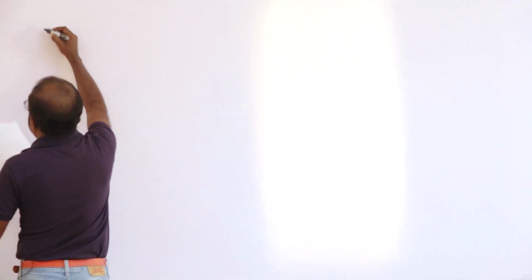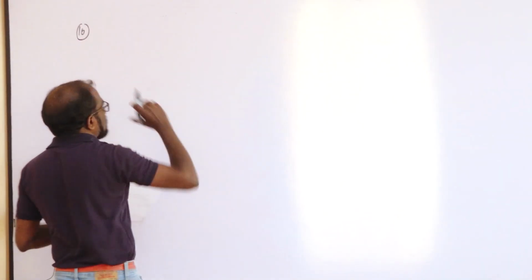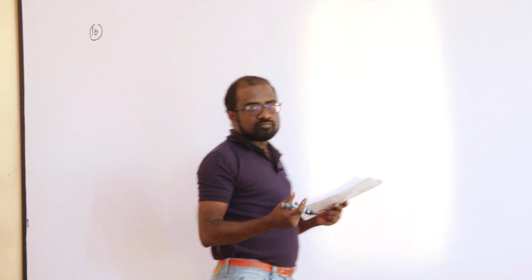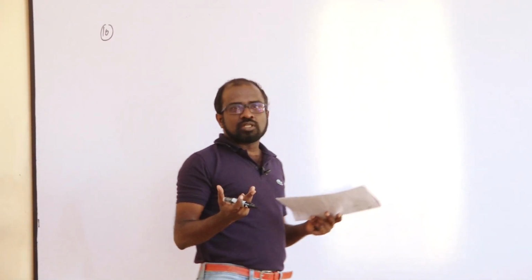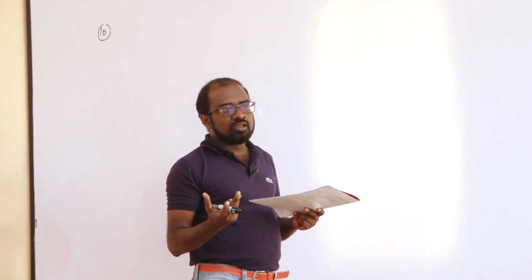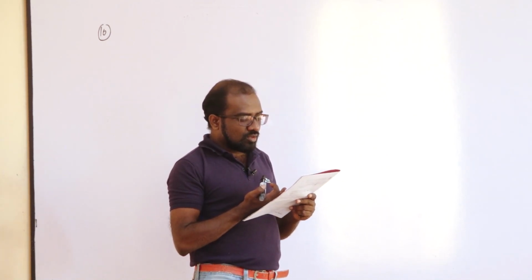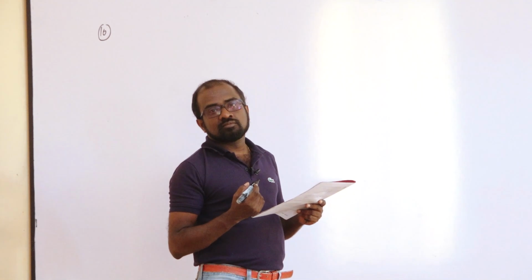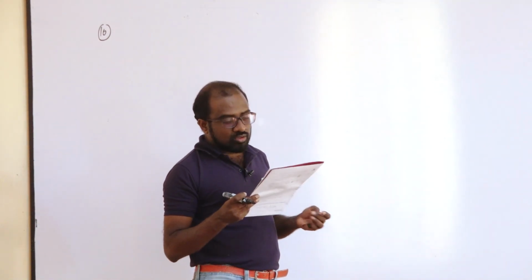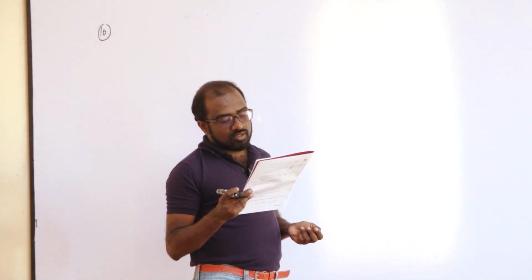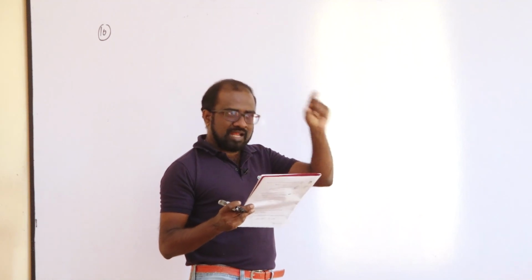The answer is very simple, right? Why? The first prime number is 2. 2 is an even number. So the statement says only odd numbers are prime. Right or wrong? It's wrong. Why? Because 2 is the only even prime number. Understand? 2 is a prime number which is even.